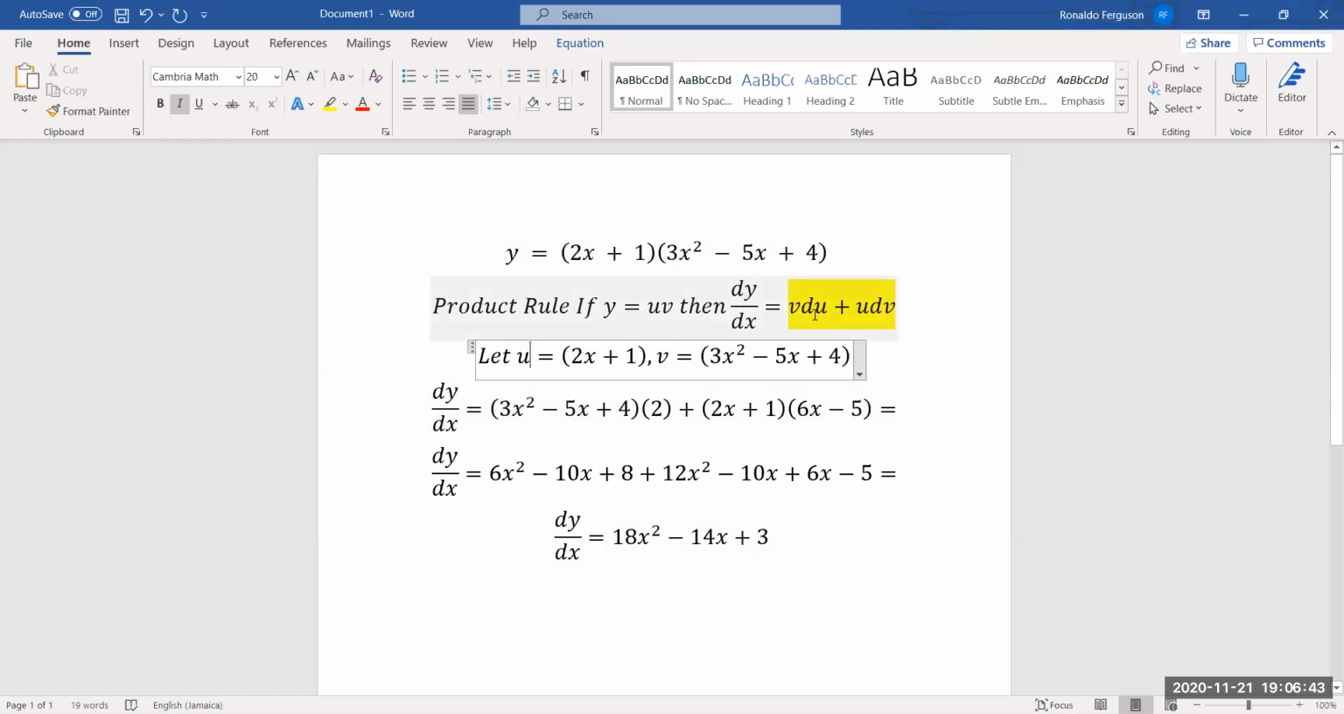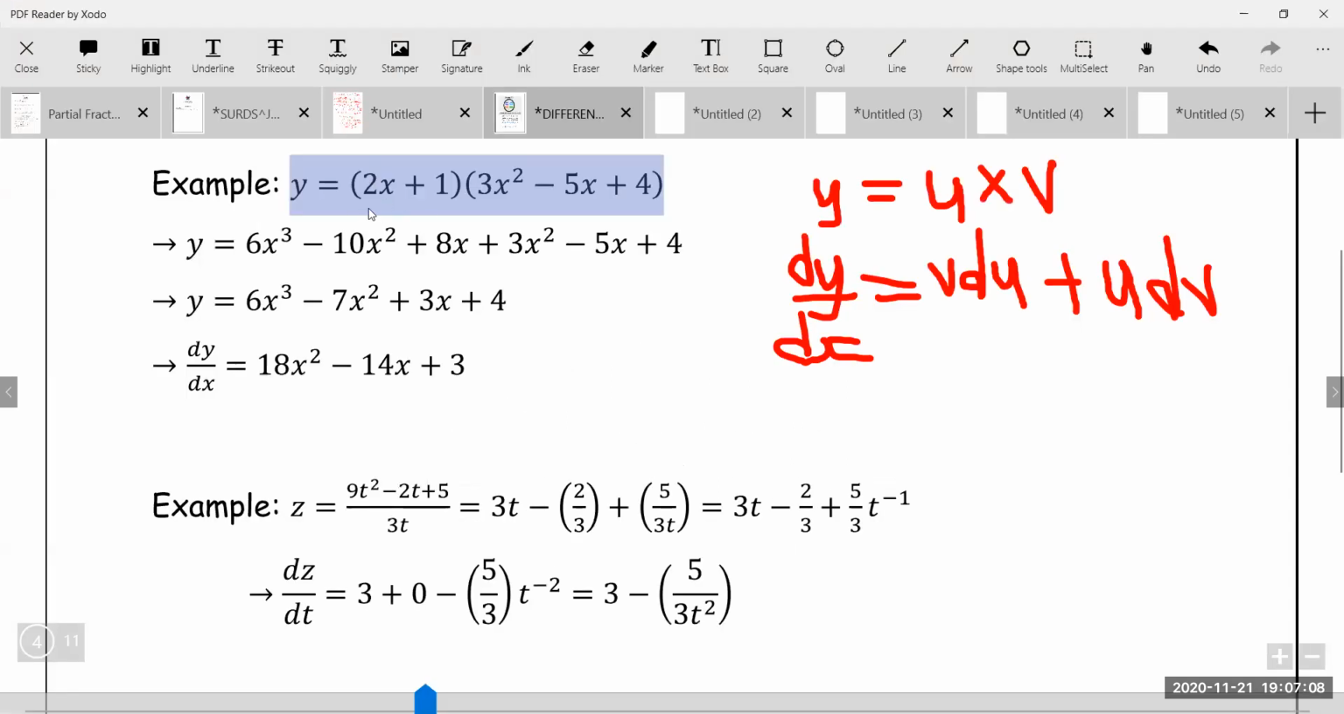Now you might look at it and tell me, but sir, wouldn't expanding be easier? What do you mean same thing, sir? I say it's the same thing, meaning if you use this as dy by dx, or you were to expand them and then differentiate, you're going to get the same answer. Okay. Now you might ask me, but sir, why would you want to use product rule? Because expanding it and differentiating it looks easier, doesn't it?